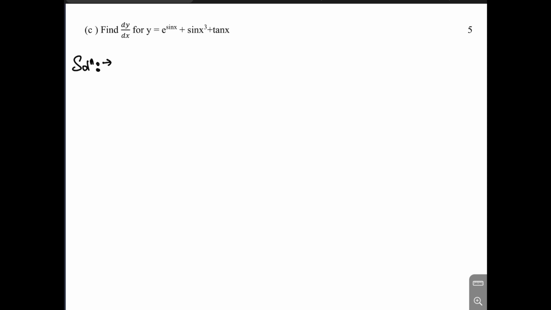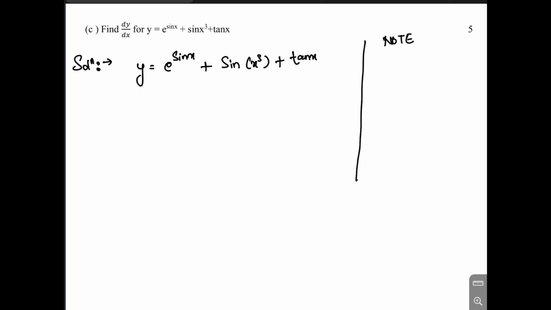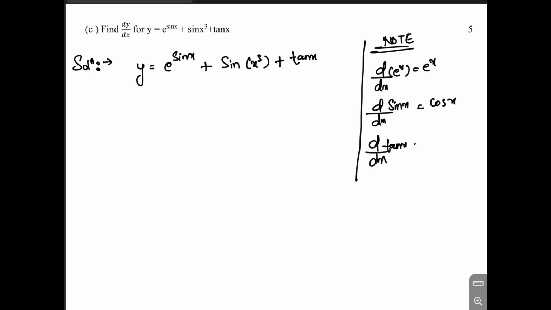Find dy by dx for y equals e raised to sin x plus sin x cube plus tan x. Differentiation of e raised to x is e raised to x itself. Differentiation of sin x is cos x. Differentiation of tan x equals secant square x. Differentiation of x raised to n equals n into x raised to n minus 1.